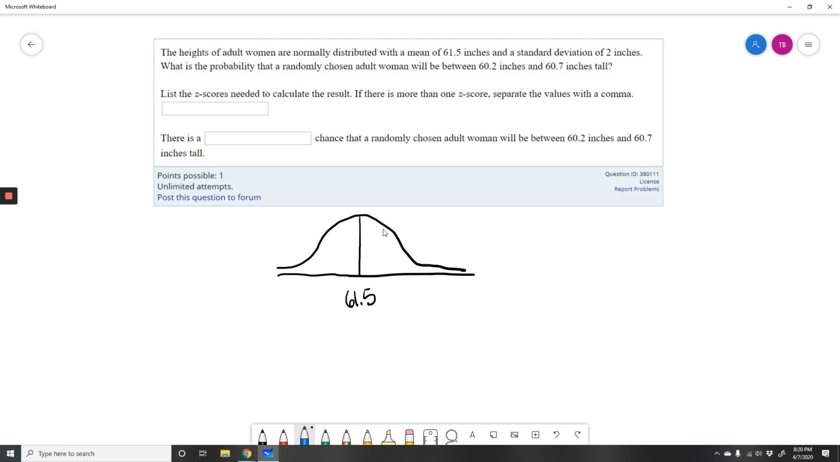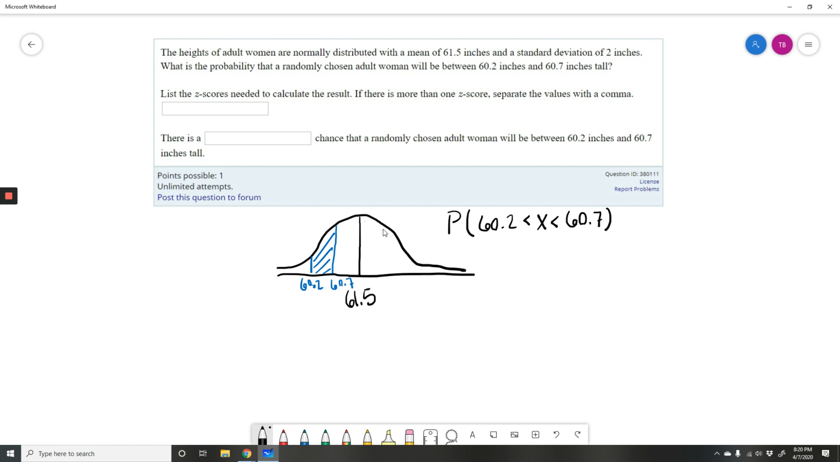Okay, we want to find the probability that a randomly chosen adult woman will be between 60.2 and 60.7 inches tall. So graphically, that means we want the area under the curve between 60.2 and 60.7. Okay, so we want this area right here.